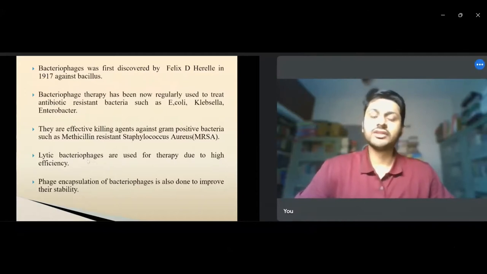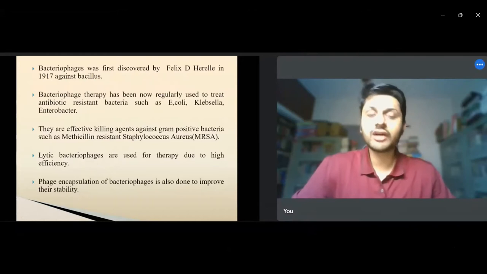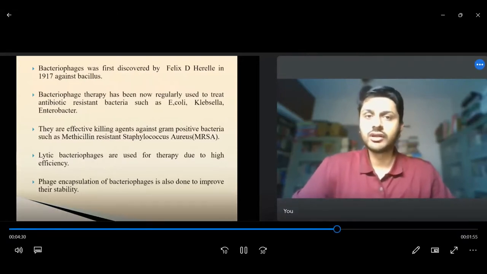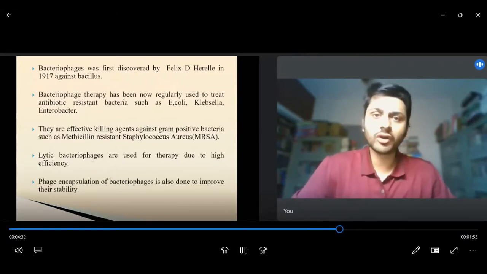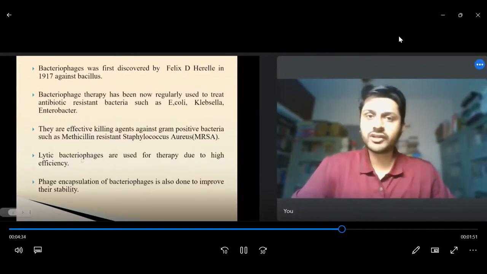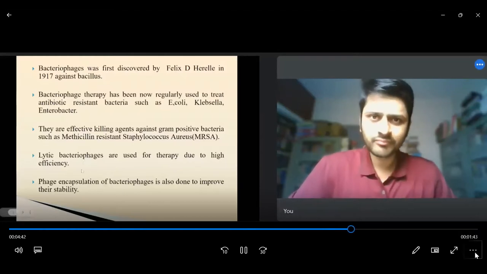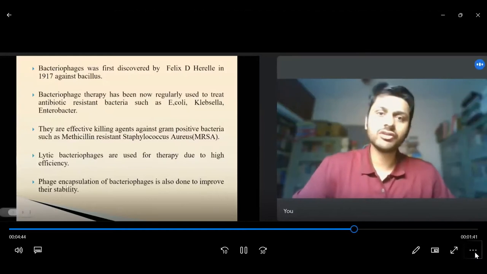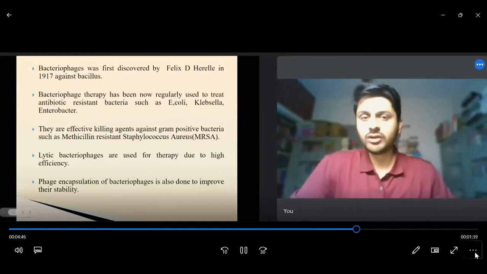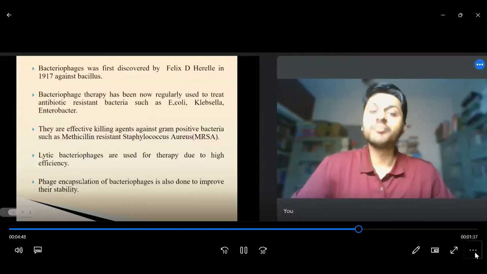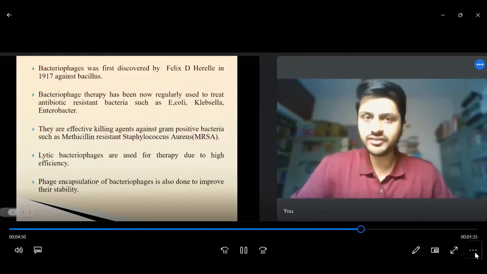Mostly, the lytic bacteriophages are preferred as targets for bacteriophage therapy because those lytic bacteriophages are of high efficiency and they easily degrade the bacteria in a very short span of time. And apart from this, phage encapsulation is also employed in phage therapy in order to improve the stability of those phages.